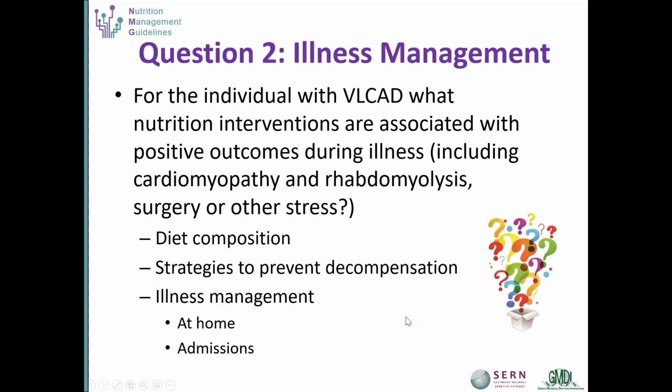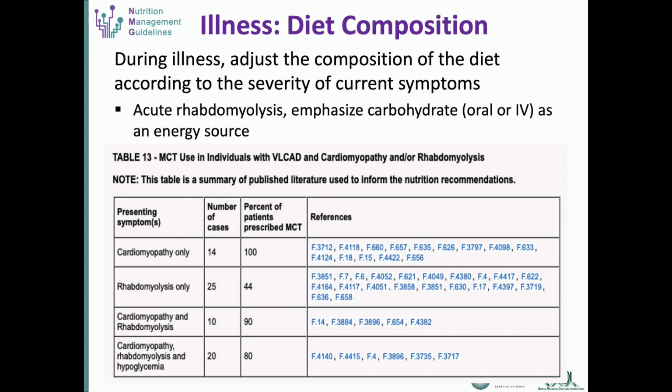For illness, we looked at diet composition, strategies to prevent decompensation, and then illness management both at home and for admissions. What we found when we reviewed the literature is that the diet recommendations vary depending on whether the individual has cardiomyopathy or is experiencing an episode of rhabdomyolysis.